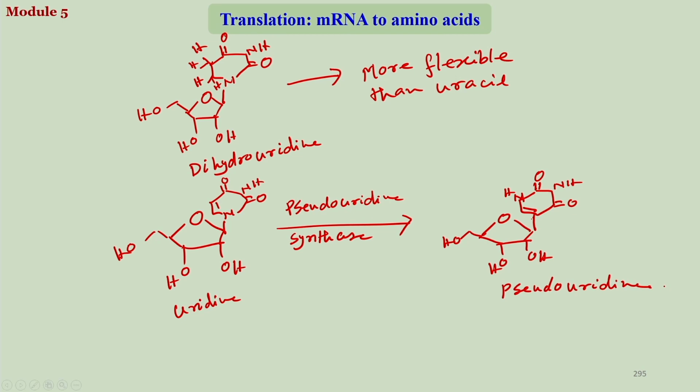Pseudouridine, or termed as T-psi. So, what is the difference here? The difference is, see, this CN bond, there was a CN bond in the uridine, and this CN bond has been changed into a CC bond.